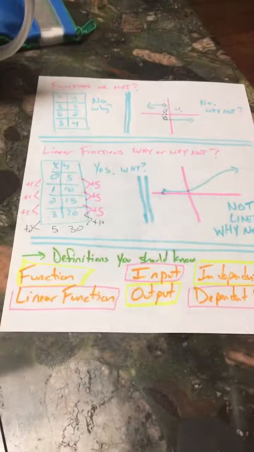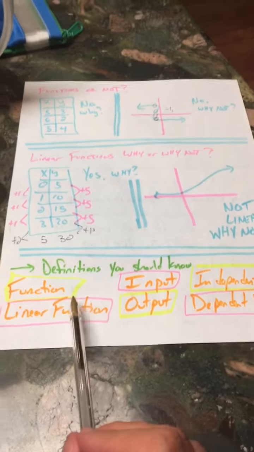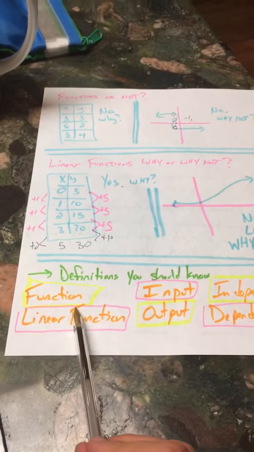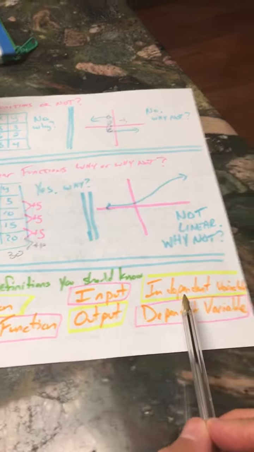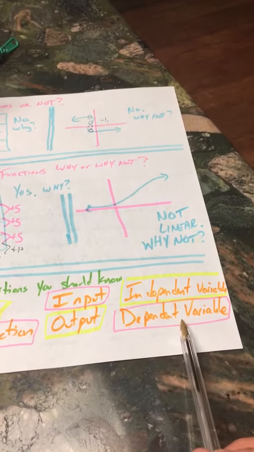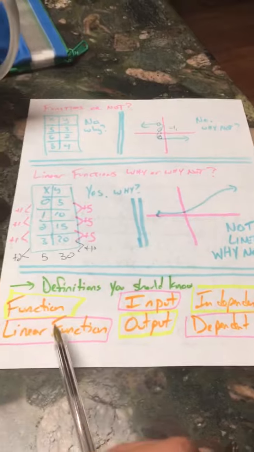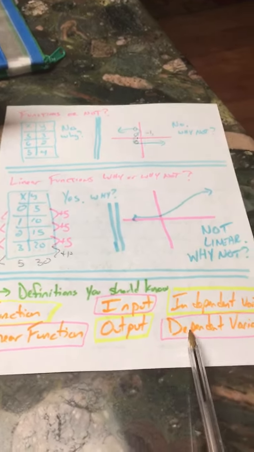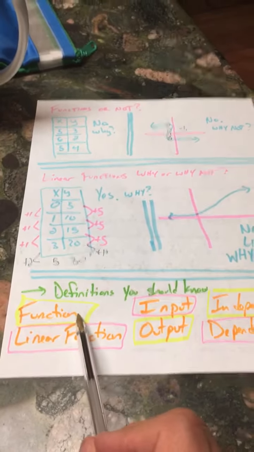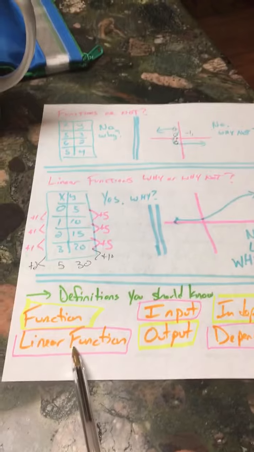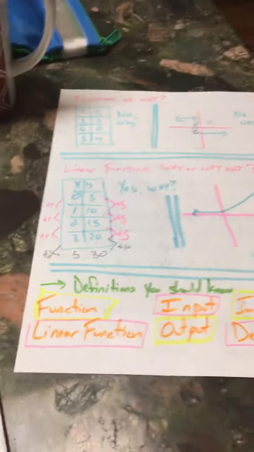Okay? So it's just some definitions that you should know. What is a function? What's a linear function? Understand what is the input, what's the output, and what is the independent variable, and what is the dependent variable. These colors mean nothing here, guys. I was just separating them. So the output actually is the dependent variable. The input is the independent variable. And a function, we know that for each input we get exactly one output, and a linear function means we have a straight non-vertical line.